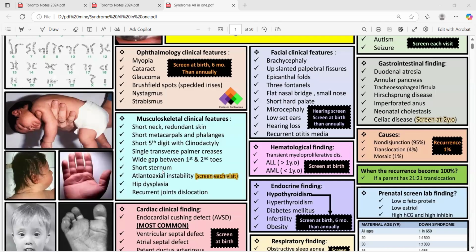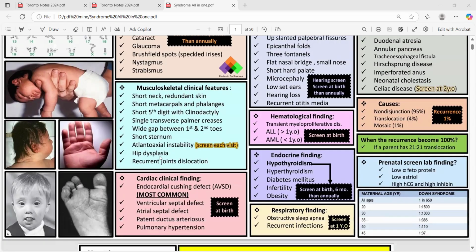First and second toes, short sternum, then atlantoaxial instability, hip dysplasia, and joint dislocation. Then come the cardiac clinical features: endocardial cushion defect is most common in this one. And then we do screen at birth for all of them.